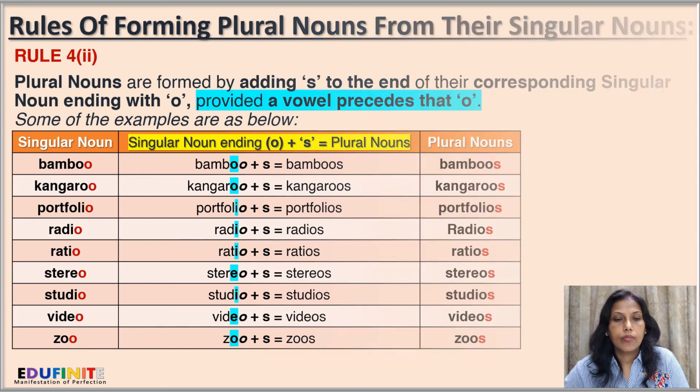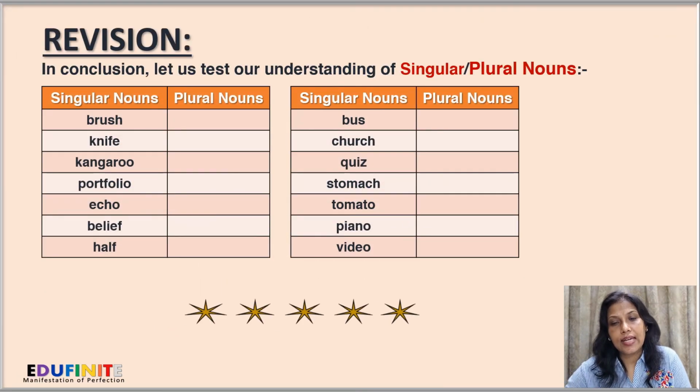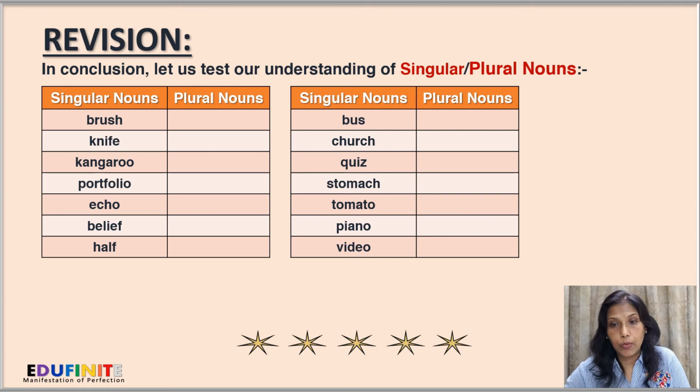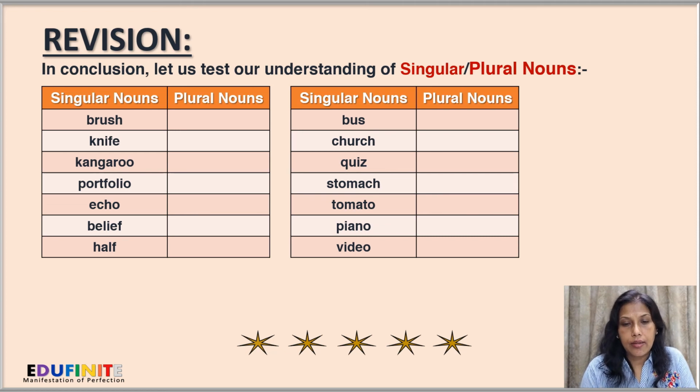In conclusion, let us test our understanding of singular and plural nouns. Now, I've given you the singular forms of the nouns and you'll have to go through them and write the plural forms. If required, pause the video and write them. The answers are provided at the end. Brush, knife, kangaroo, portfolio, echo, belief, half, bus, church, quiz, stomach, tomato, piano, video.